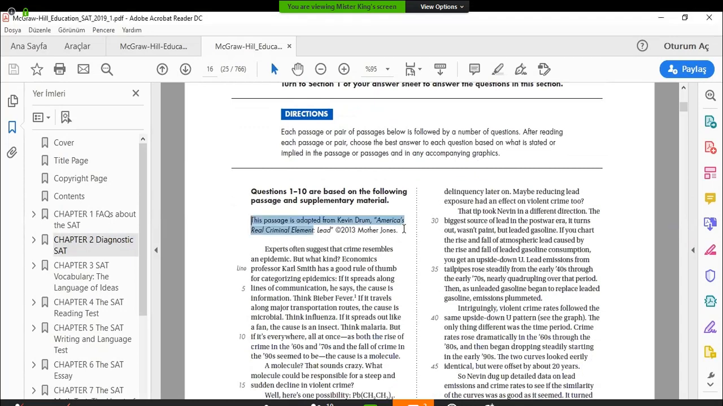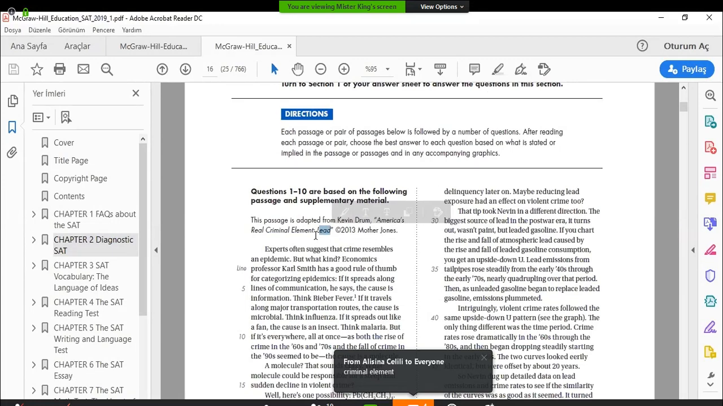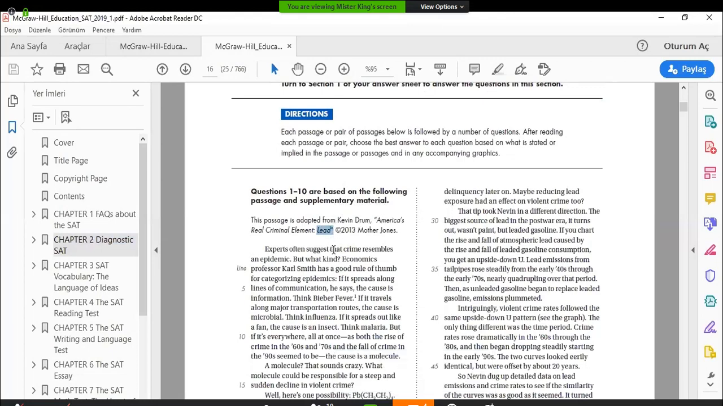Look at this one. Here it says America's real criminal element, lead. So when we say criminal, it most probably refers to social studies, first of all. And lead is a kind of argumentative text which studies how effective this material, lead, was in the criminal records of a community, of a society. So this is most probably from social studies. This very short piece of information helps us to identify the passage type. So we can anticipate that this is from social studies.